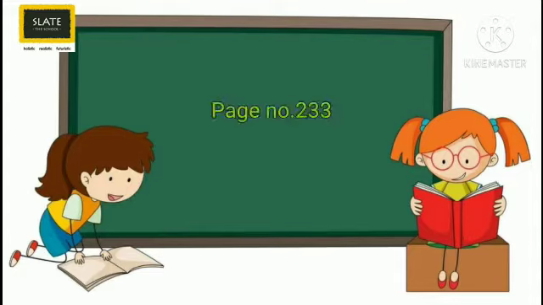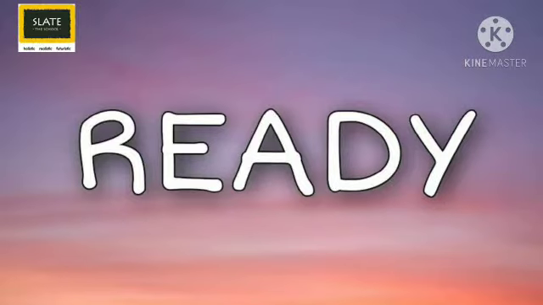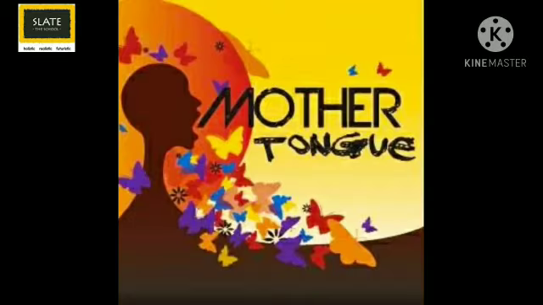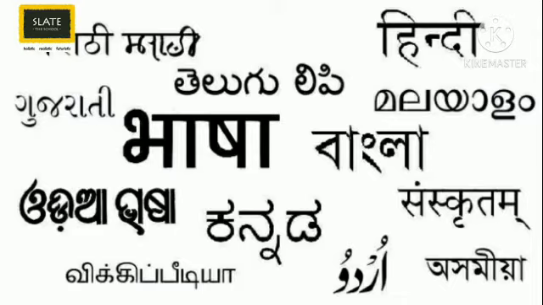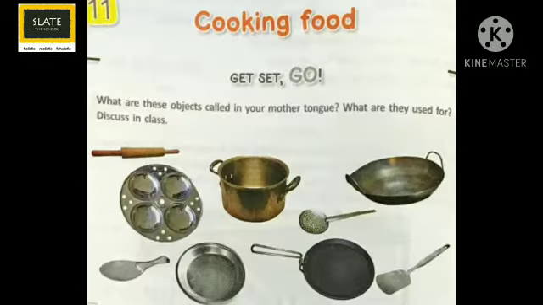Slaters, please open page number 233 from your textbook. Ready? As you all can see, there are a few pictures shown under the section Get Set Go. The exercise asks you to tell the names of different utensils in your mother tongue. So Slaters, as each one of you has a different mother tongue, you can ask your parents or grandparents the names of these utensils. However, let's try knowing their names in English.